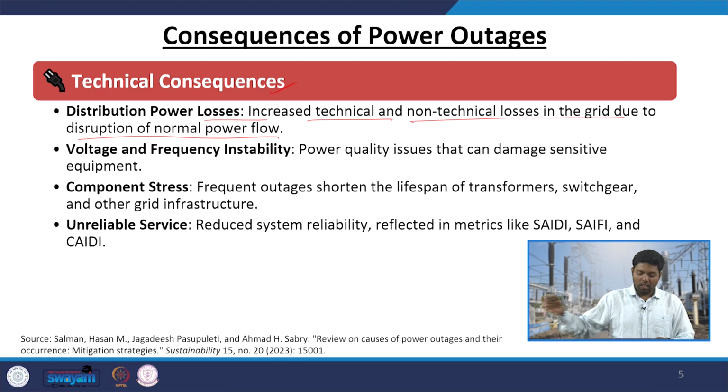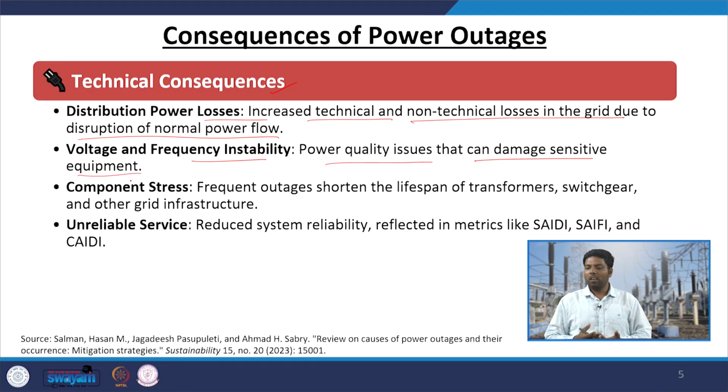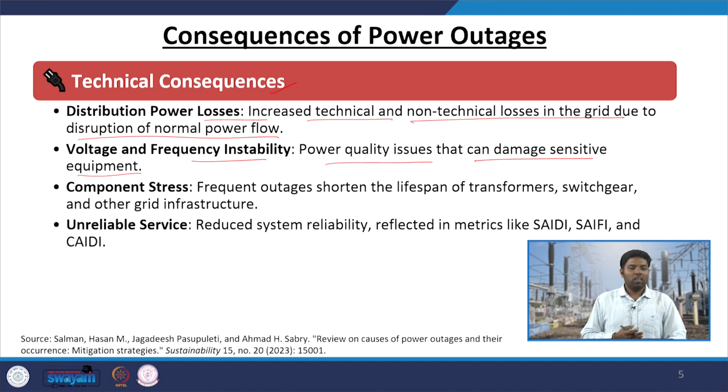Then the voltage and frequency instability, power quality issues that can damage sensitive equipment. That means because of that stress condition your frequency will reduce, your voltage will experience a dip. So, that will cause your power quality issues. That means equipment which is very voltage and frequency sensitive will not operate accordingly, they will operate in a bad manner or malfunction. Component stress: frequent outages shorten the lifespan of the transformers, switchgear and other grid infrastructure.